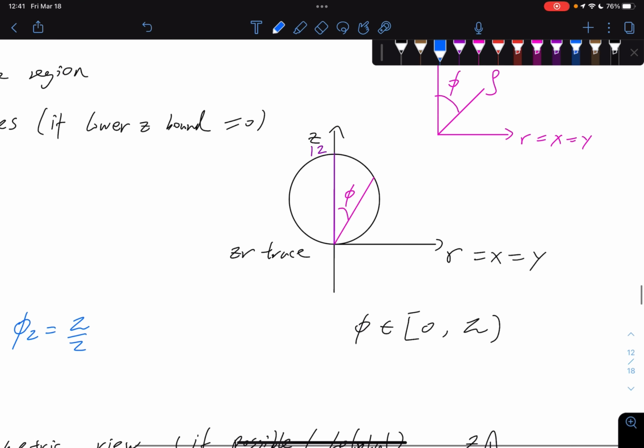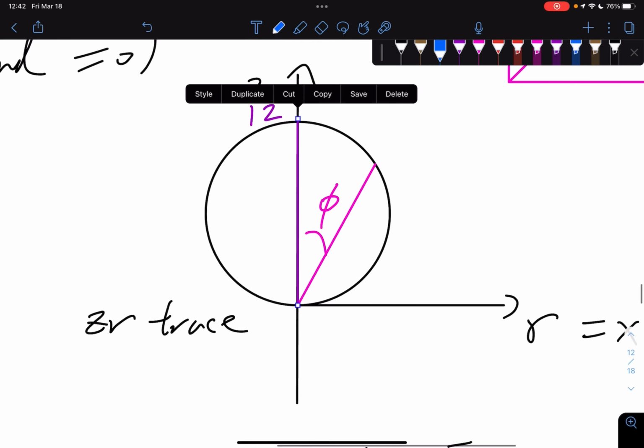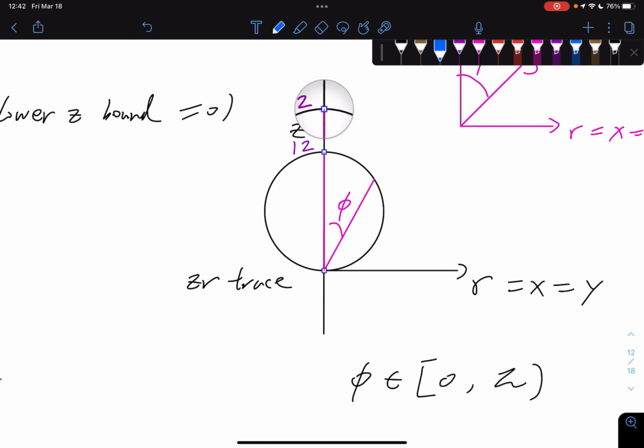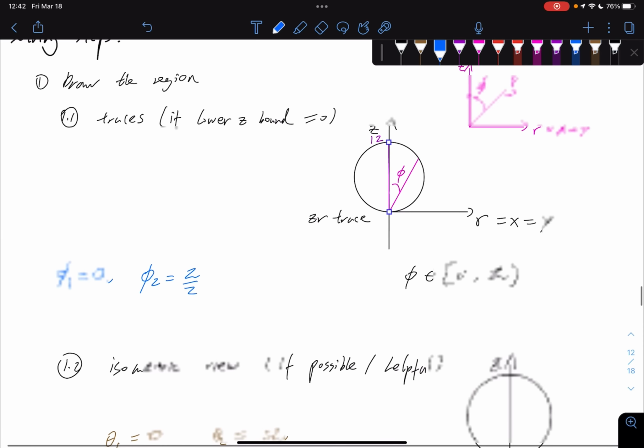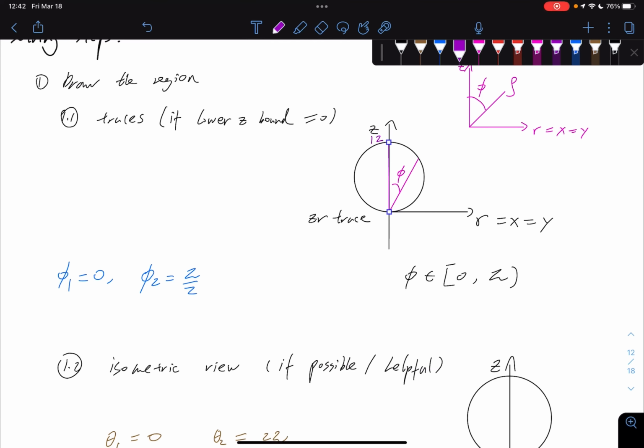What about our rho though? Let's start from 0, theta equals 0. My radial line is 12, right? When my phi equals 0, my rho is 12. But as I keep increasing my phi, my rho starts to decrease, all the way down to 0. So my upper bound of rho is 12, and my lower bound of rho is 0. Rho 1 is 0. Rho 2 is 12.